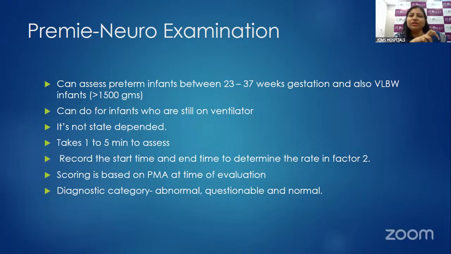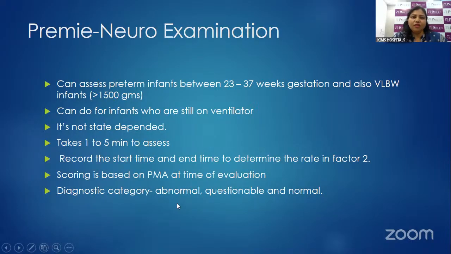You need to record the start time and the end time, because some items are dependent on the rate also, like how many times you saw the movement. Then the score is based on the postmenstrual age at the time of evaluation, and it will give the diagnostic category of abnormal, questionable, and normal.